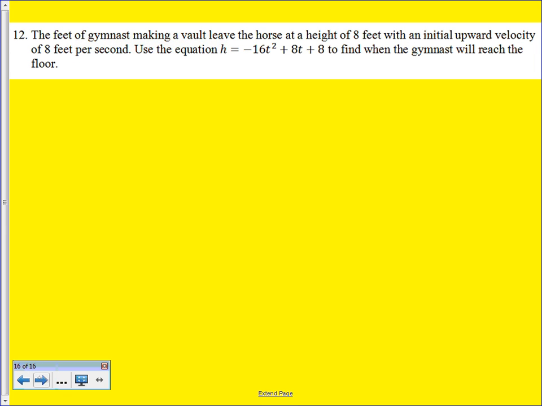All right, this one I'm going to have you do completely on your own. Note that we're trying to figure out when the gymnast reaches the floor. Think about it. What is the height when you are on the floor? Okay, so use that equation, set up your x, get the factors. Remember, negative time doesn't make sense. So if you end up with negative time, you throw that one out and take the positive version.